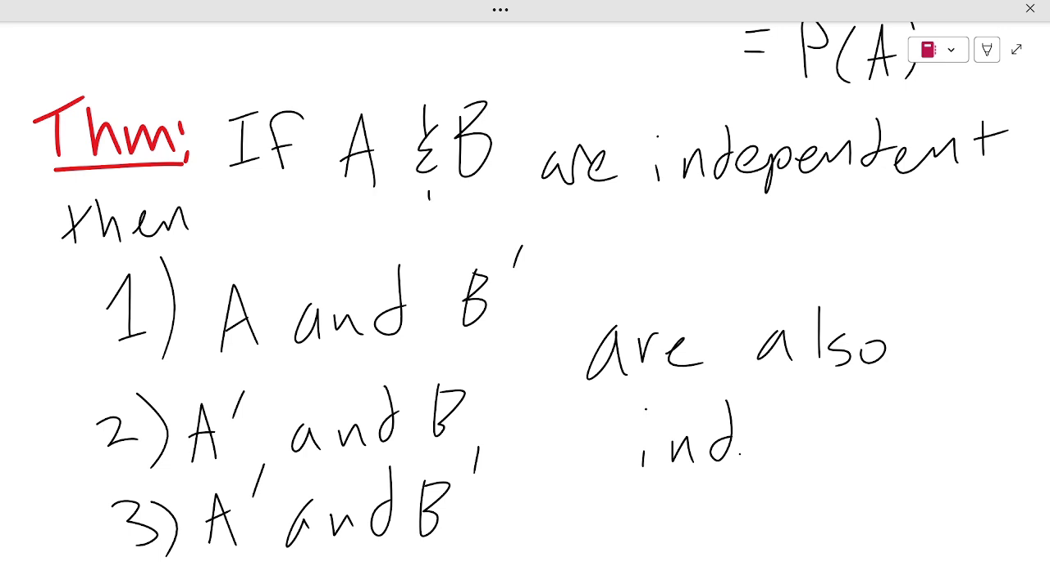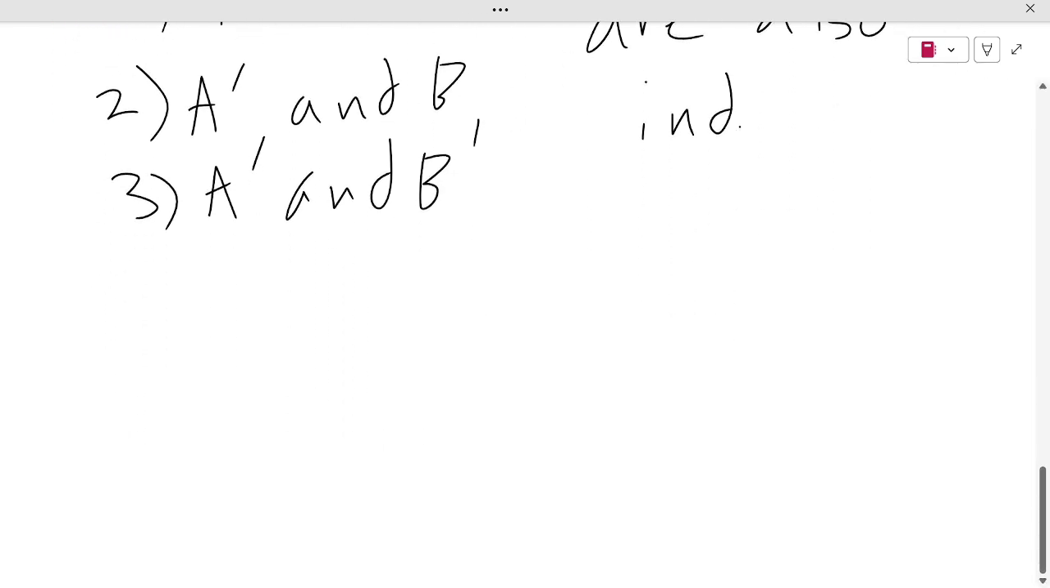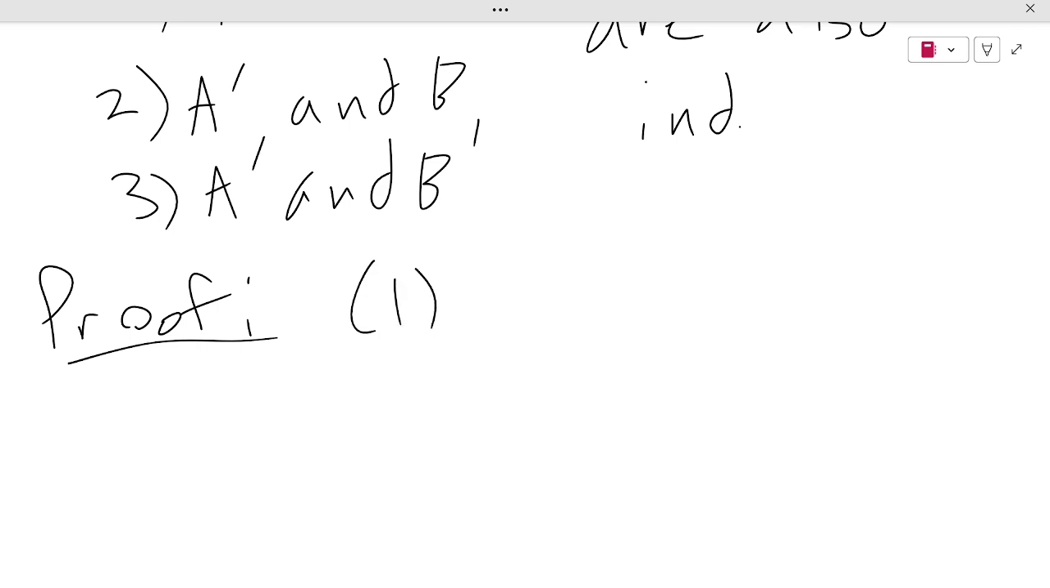We get just that the two main events are independent, and then we can say any sort of combination of those events and their complements are also independent. Okay, so let's do the proof. And this is just the proof of 1.